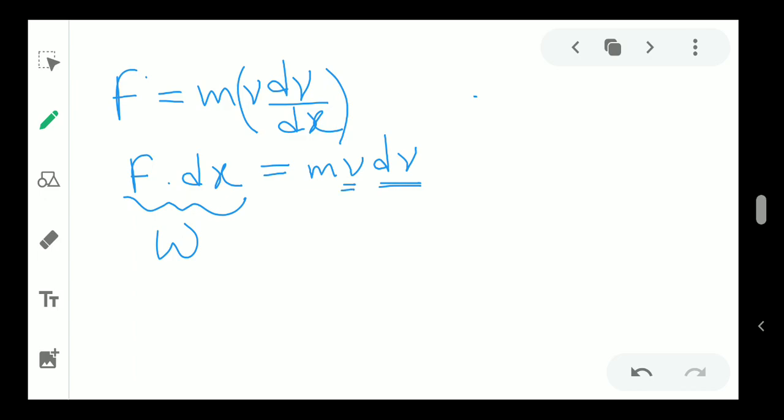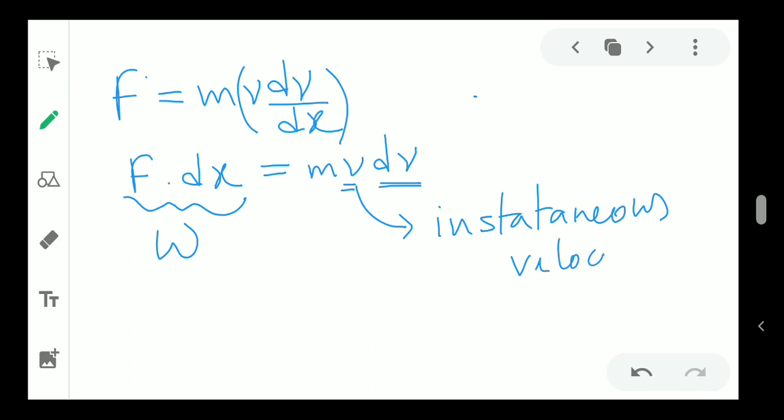The final velocity, or the velocity at that time. Okay, so this is the instantaneous velocity, the velocity at that time. So this is instantaneous velocity, this is the change in velocity at that moment when you are imparting a force f, and because of that force the object is moving with a displacement of dx.